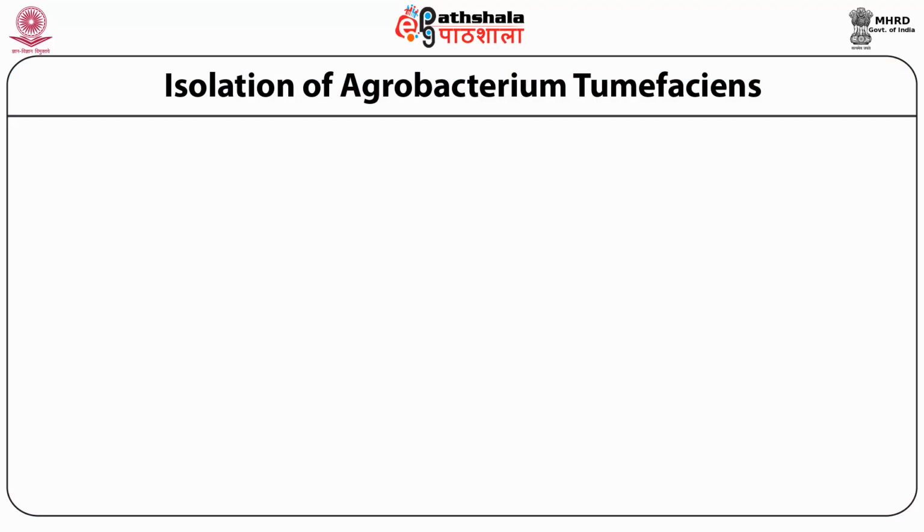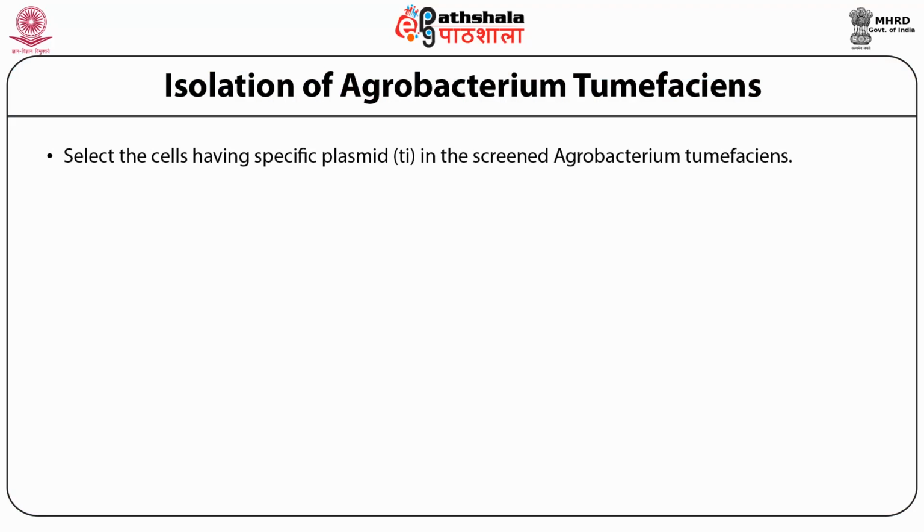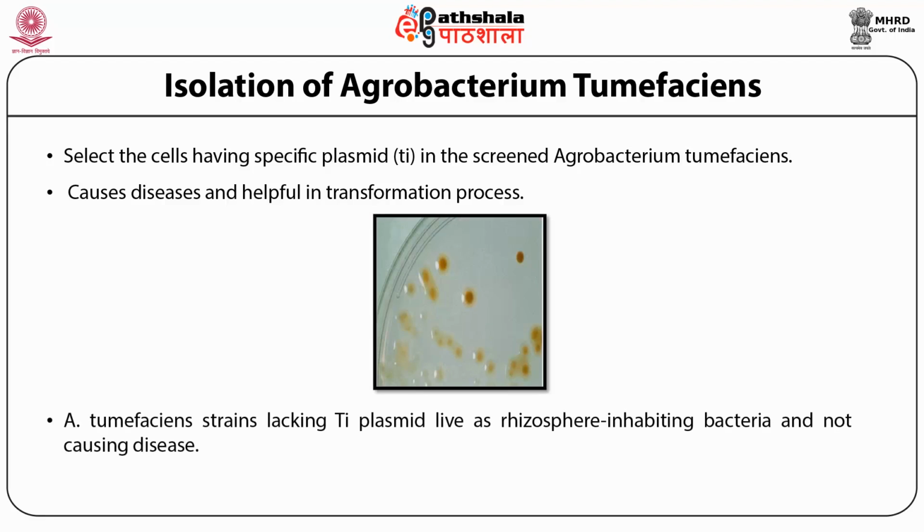Now the isolation of Agrobacterium tumefaciens. In case of isolation, we will select the cells having the specific plasmid, that is the Ti plasmid, which causes crown gall disease and is helpful in the transformation process. An Agrobacterium strain lacking the Ti plasmid gives only stunted growth in the root part, which is called rhizosphere inhabiting bacteria, and such strains do not cause any type of disease.